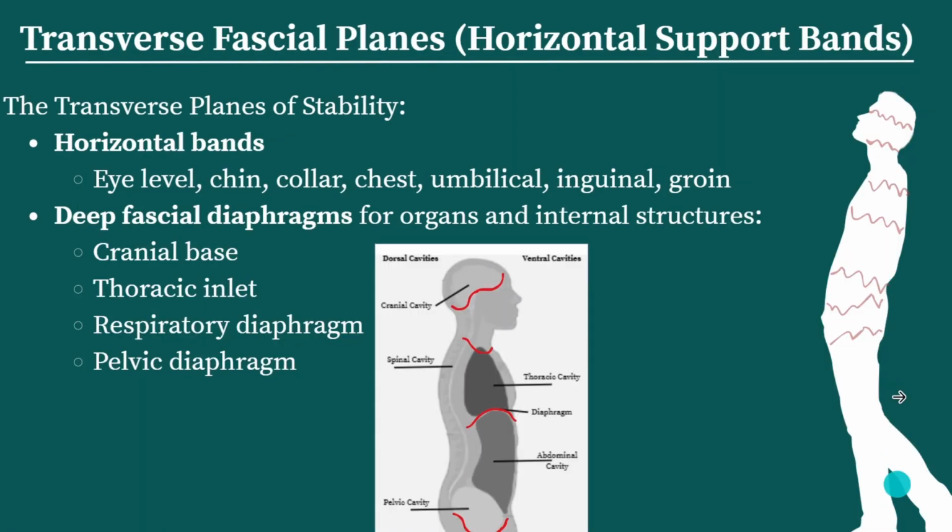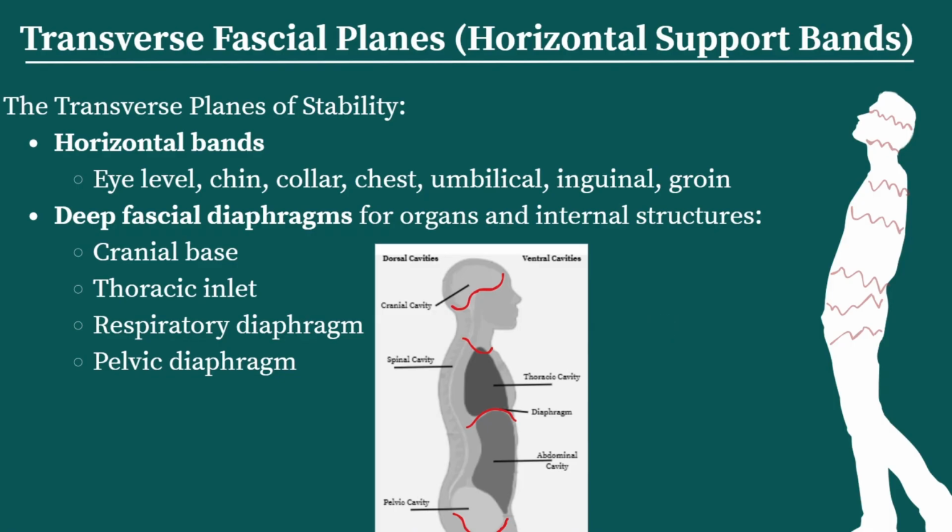Okay, and then not only are there those vertical and spiral bands, we have the horizontal bands that go at eye level, chin level, collar, chest, umbilical, inguinal, and groin. So it's the same kind of network as the vertical and spiral, but they also go horizontally. And then in addition to that, we have these fascial diaphragms at the base of each of these organ collections that help to hold everything in place.